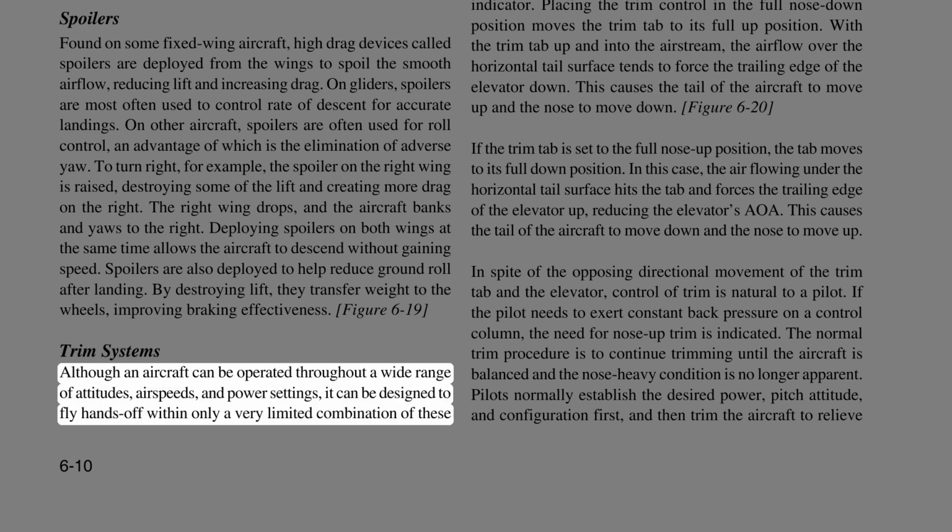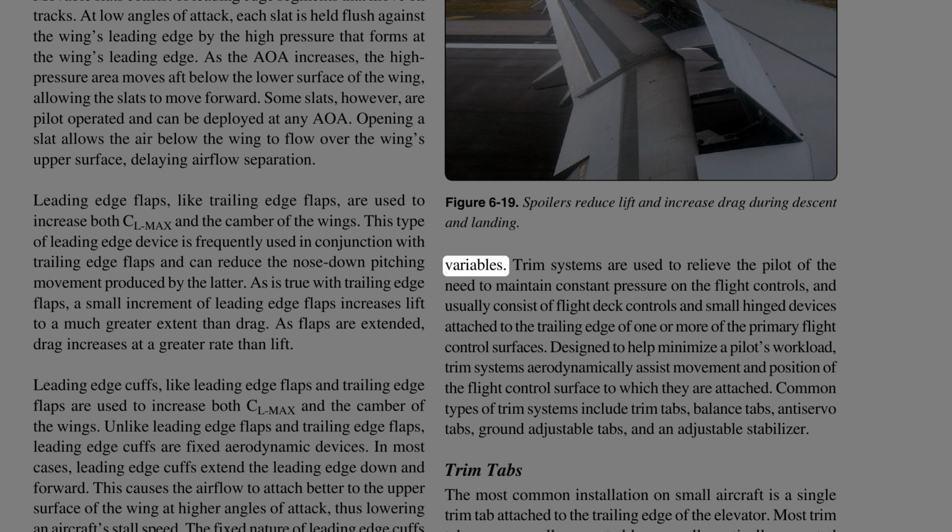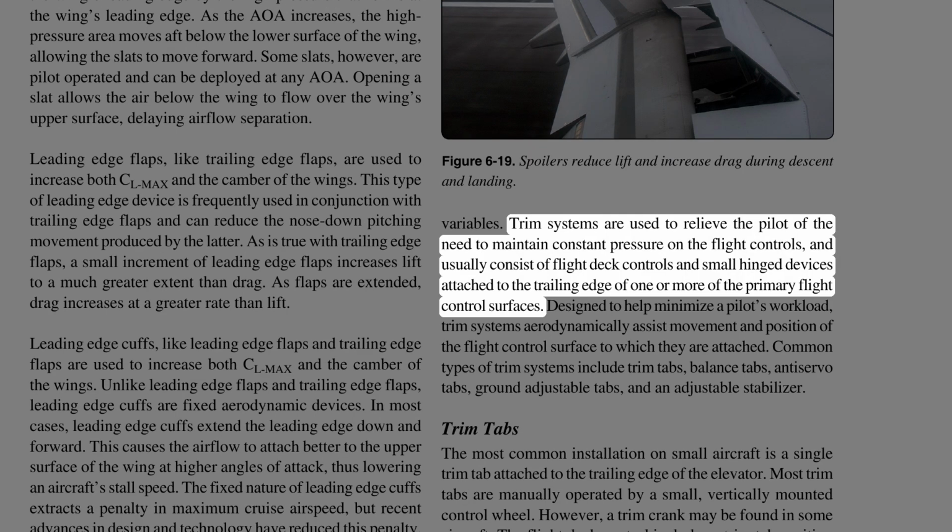Trim systems. Although an aircraft can be operated throughout a wide range of attitudes, airspeeds, and power settings, it can be designed to fly hands-off within only a very limited combination of these variables. Trim systems are used to relieve the pilot of the need to maintain constant pressure on the flight controls, and usually consist of flight deck controls and small hinged devices attached to the trailing edge of one or more of the primary flight control surfaces.